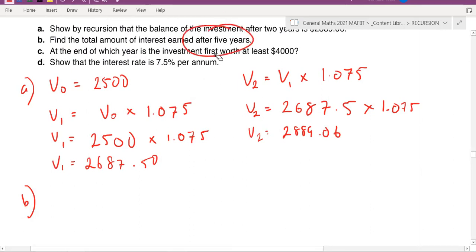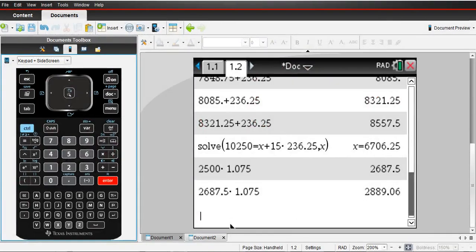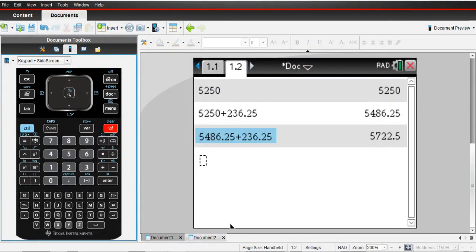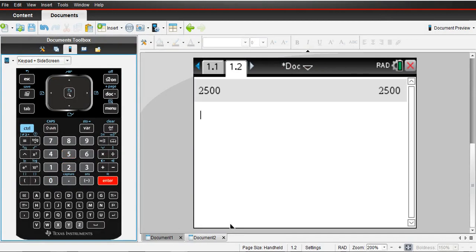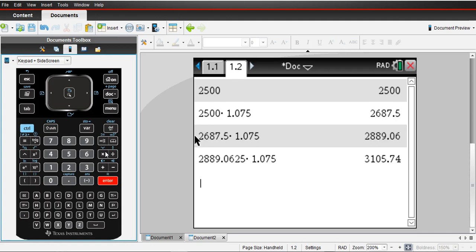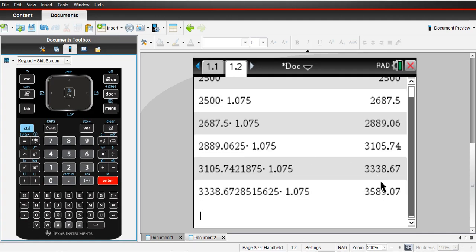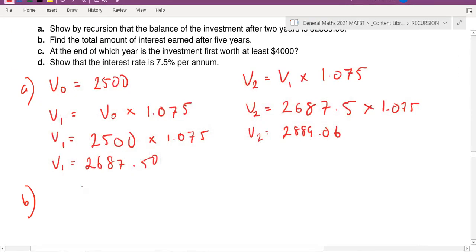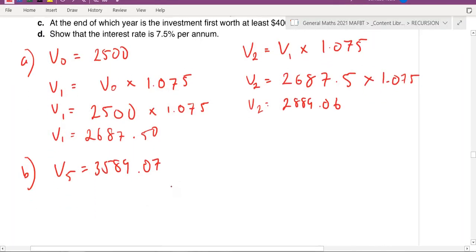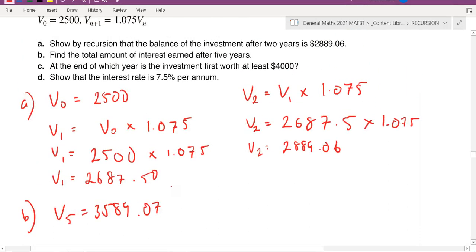So part B, just use your calculator for that one. Start off with 2,500, and then you're going to multiply by 1.075 each time. We're looking for 5 years. After 5 years, so 1, 2, 3, 4, 5. So after 5 years, 3589.07. That's B.